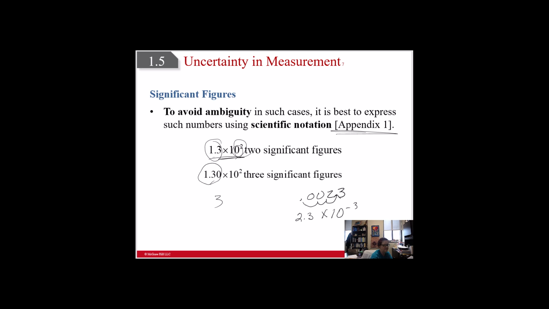Now that shows me it's two significant figures. Why? Because you wouldn't put 002.3 times 10 to the minus 3. That doesn't make any sense, right? So that's one way of being able to tell with those leading zeros how many of these are significant.